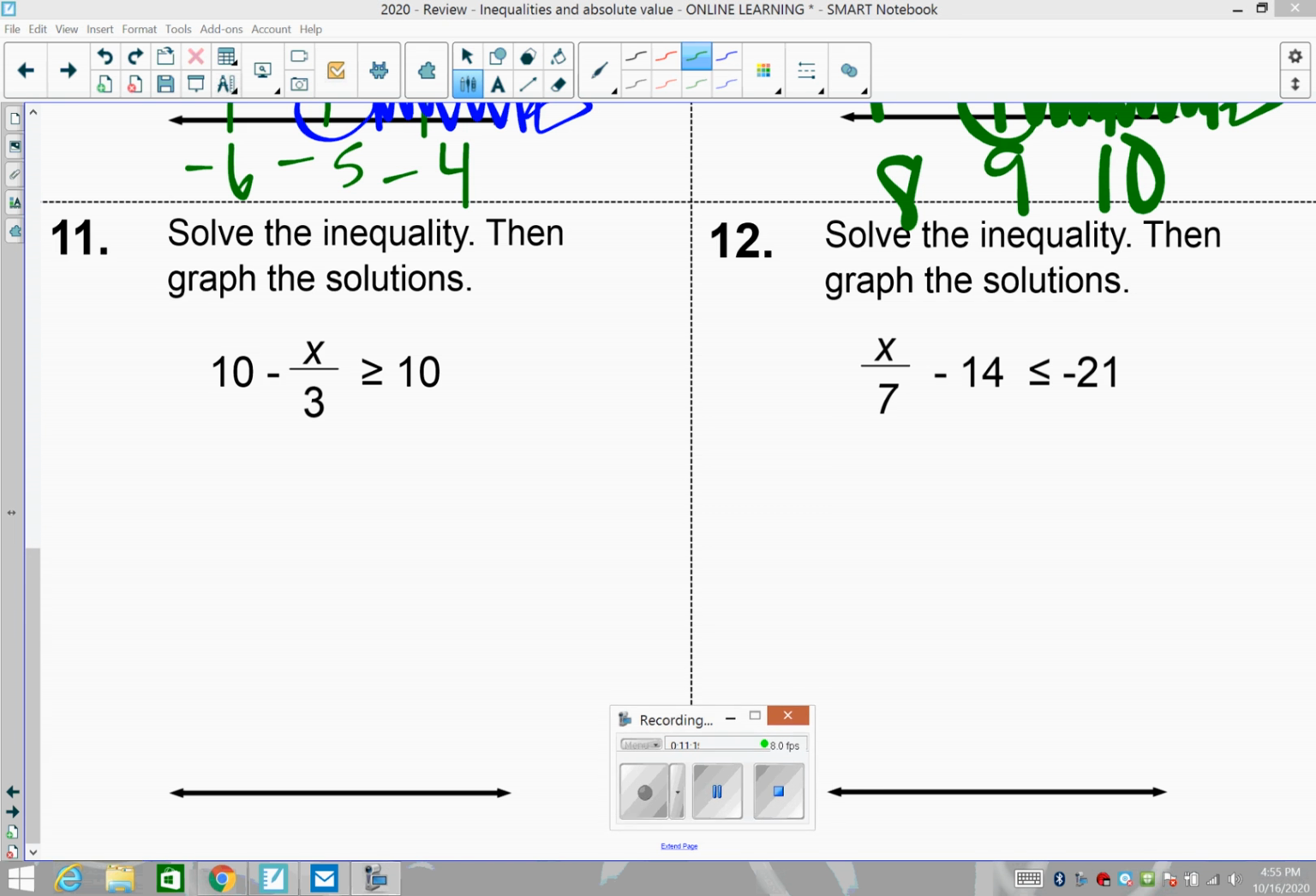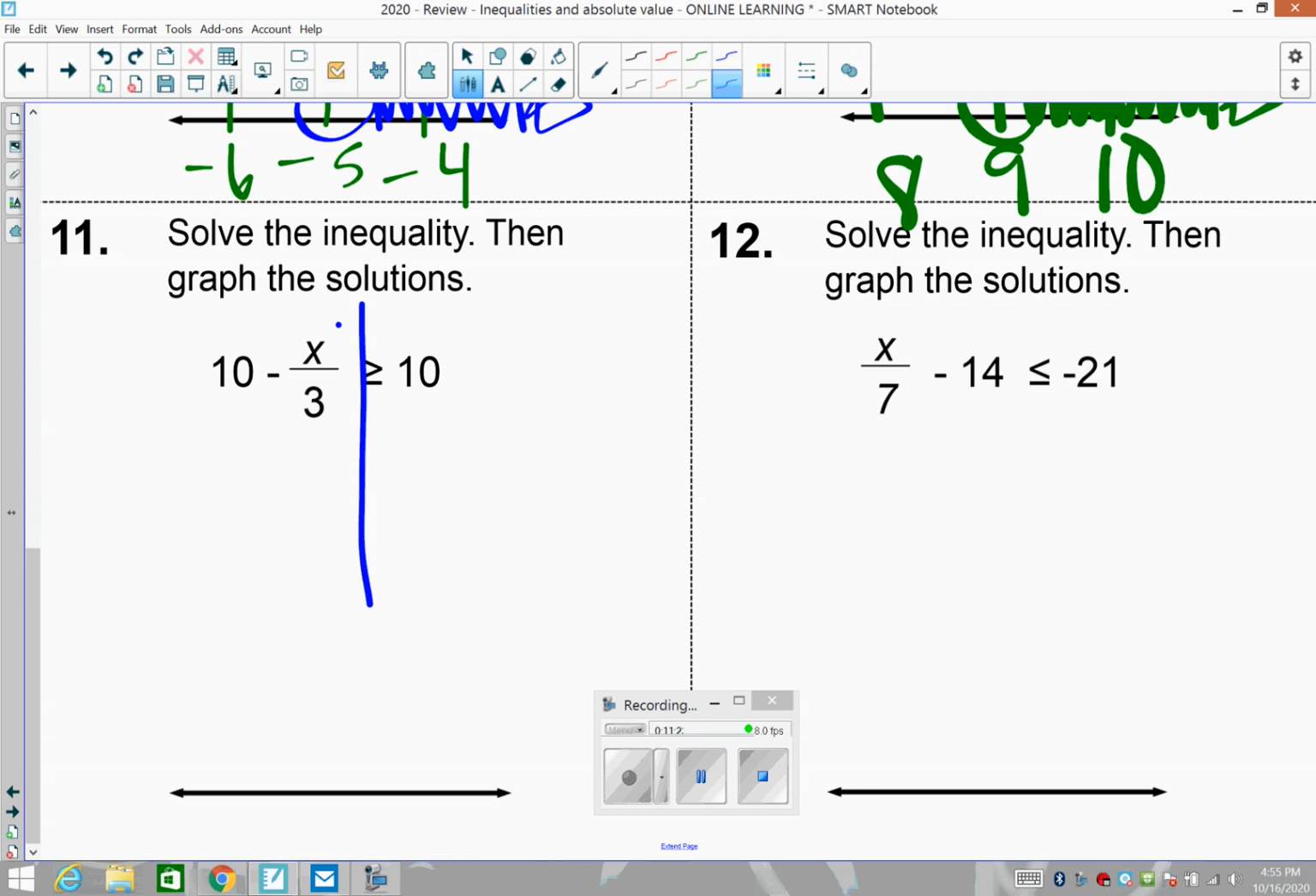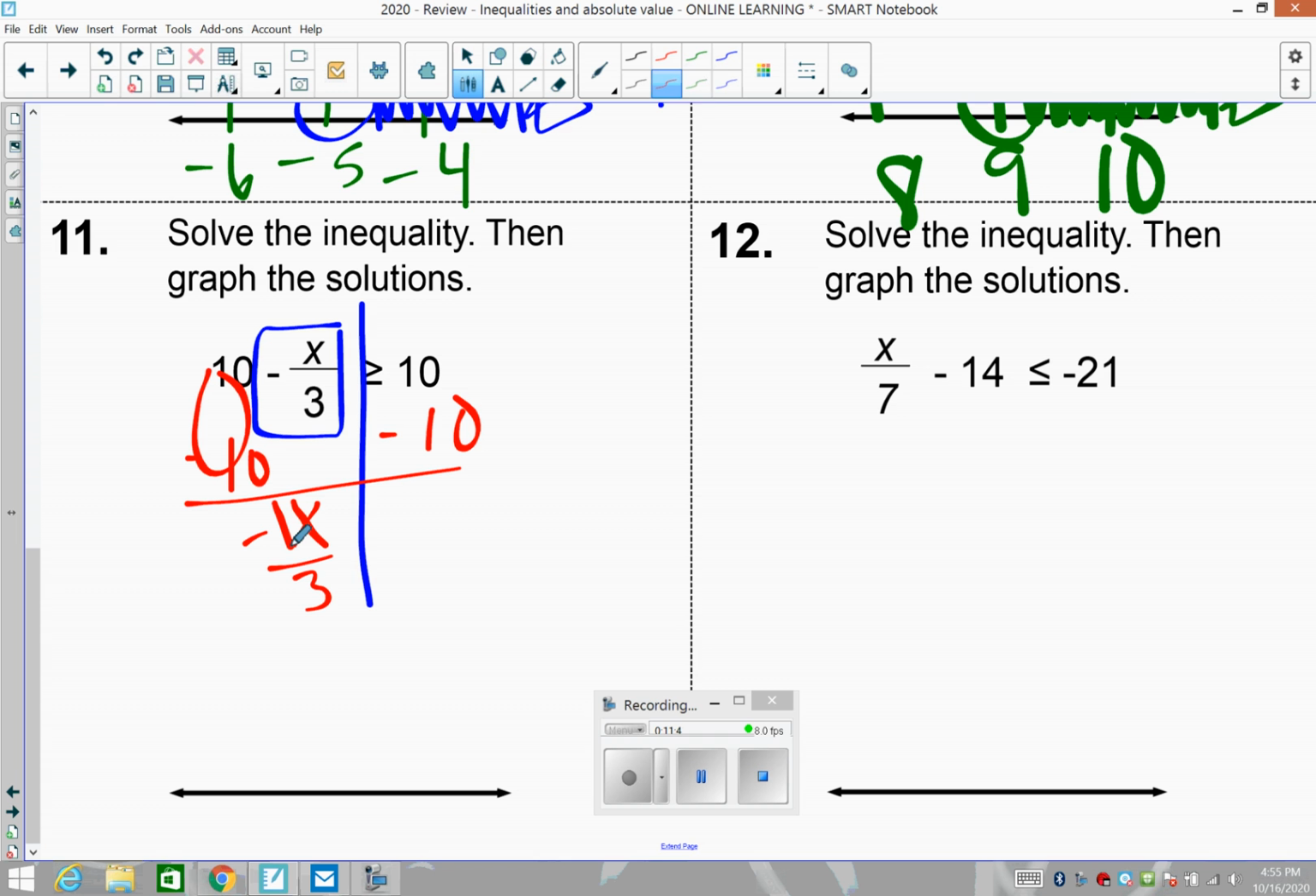Question number 11, graph and solve the inequality. So we are going to use the hand method here, or build house, build fence. So we're going to isolate for x. So the first step would be to subtract 10, copy, paste, copy, paste. If I haven't used it, drag it down. So we end up with -x/3 or -1x/3 is greater than or equal to 0. Ooh, this one is kind of tricky.